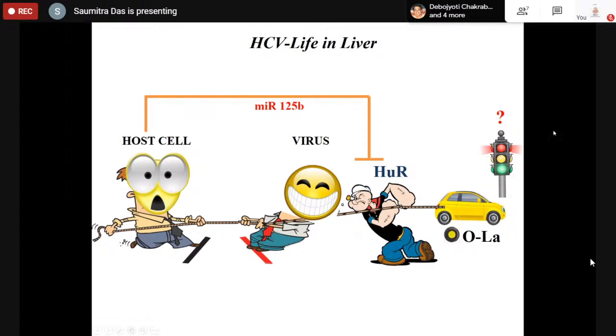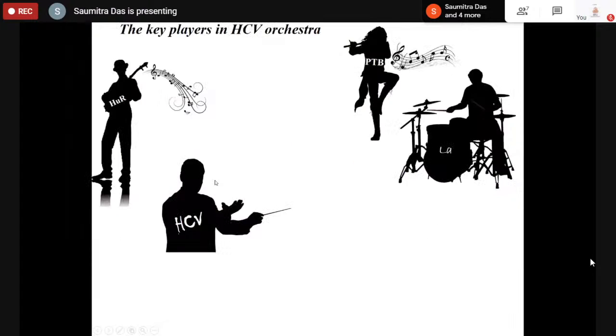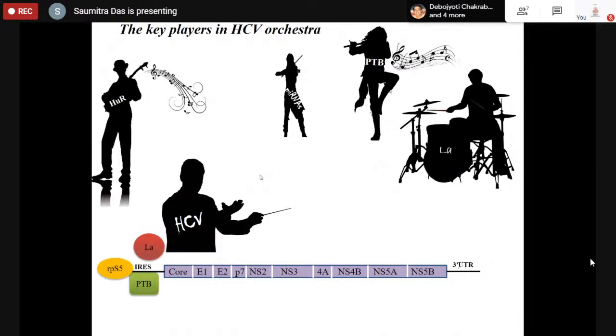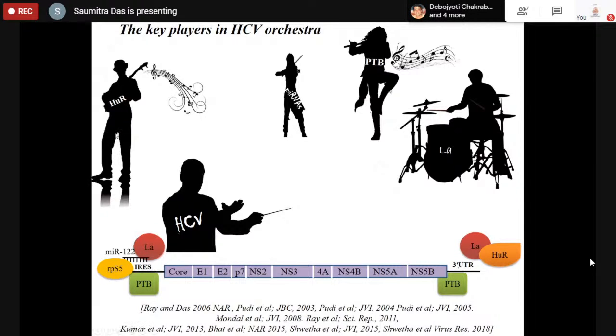What determines the abundance of LA and HUR? What determines the modifications of these nuclear proteins to come out to the cytoplasm, bind to the viral RNA, and either help the virus or help the cells to win over this tug of war? So overall, to me, it looks like a big orchestra, and with the tune of hepatitis C, they made other proteins dance. It could be HUR, could be the drummer LA, it could be the PTB flute, or it could be the violin miRNA, or it could be the long non-coding RNA.